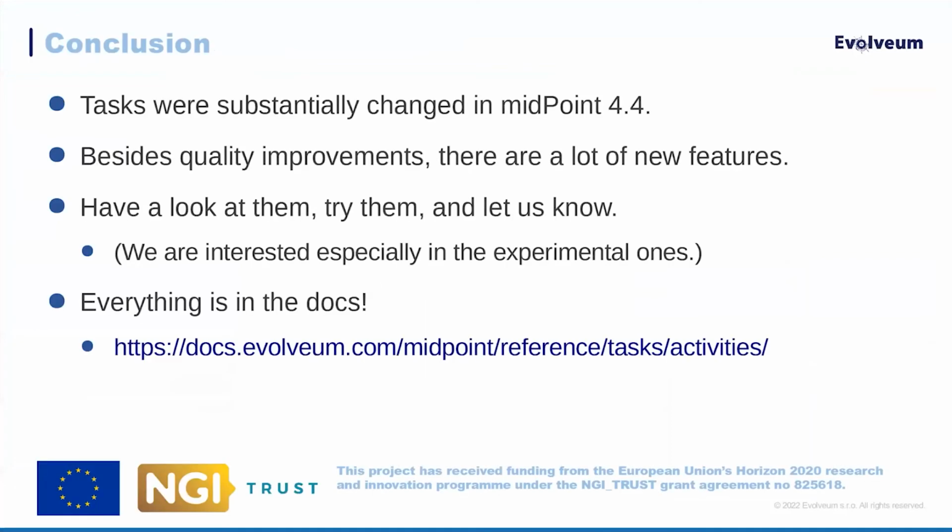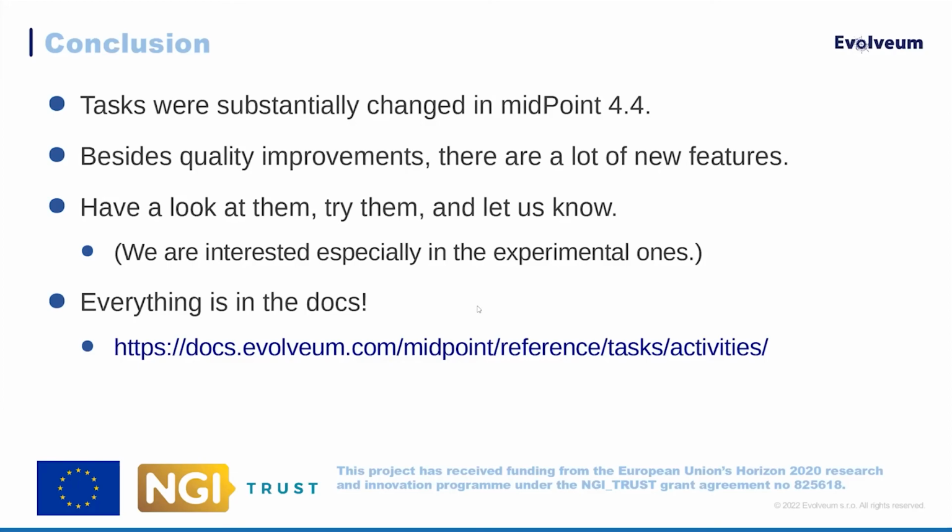Just going to conclusion. So tasks were radically changed in 4.4. There are usability and quality improvements and many new features. Please have a look, try them, and let us know. We are curious, especially about your experiences with the experimental features, just to know how to improve them or whether to throw them away if they are not useful at all. Everything should be documented, so please have a look at the docs.